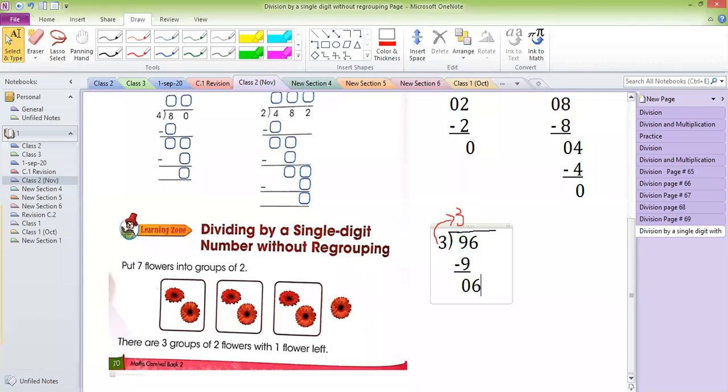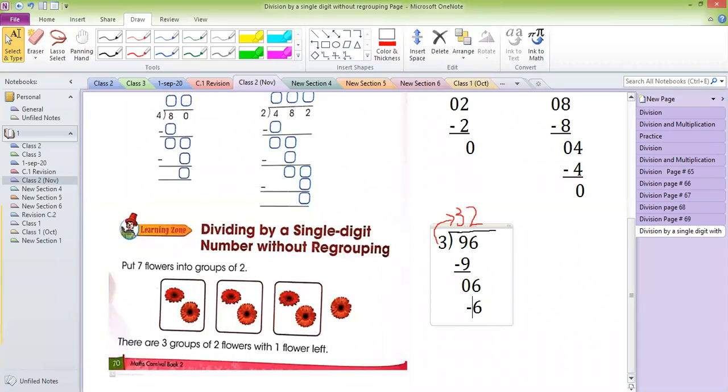Same you have to do with the 6. Take 6. Now check how many 3's are there in 6. 3 multiplied by what number will give you 6? 2. Write 2 here. Now 3 multiplied by 2 equals what? 6. Write 6 down this. But 6 you have to minus.